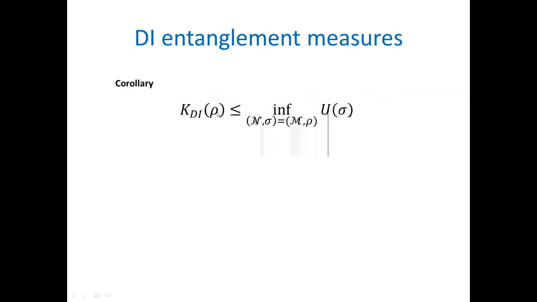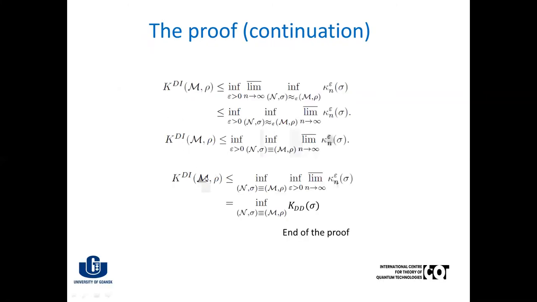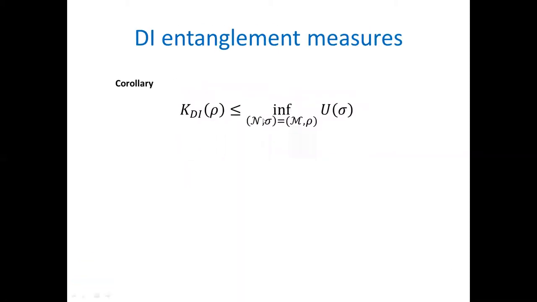As a side comment, we can define device-independent entanglement measures. So as a corollary, we have that the device-independent key of a state rho, by which I mean that I take the supremum over all measurements. So on this left-hand side, I take the supremum over measurements, and then I obtain the device-independent key of rho. Sorry for getting here a superscript. I just took it from the paper, my laziness, so I changed the notation a little bit. So K DI of rho is upper bounded by the infimum over attacking devices of an upper bound U of state sigma, which is the attacking state, and where U is an upper bound to K DD. So this is a corollary.